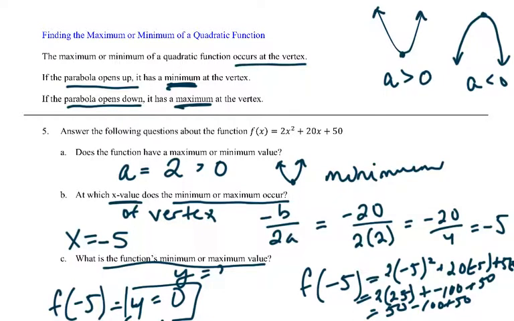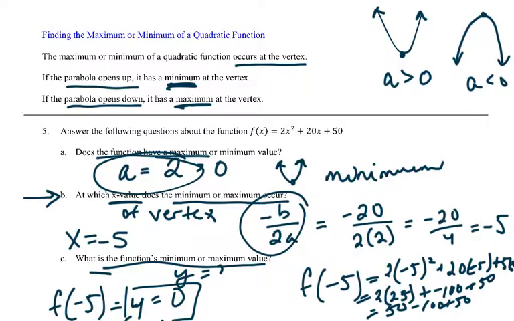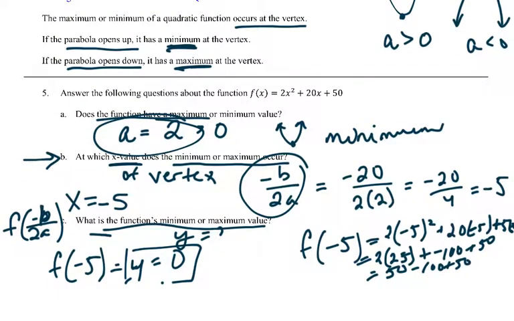That is how we determine whether or not the function has a minimum or maximum. We look at the leading coefficient. We can determine the x value by using -b over 2a to find the x value of the maximum or minimum. And then we evaluate the function at f of -b over 2a. And that is how we find the value of the minimum or the maximum.